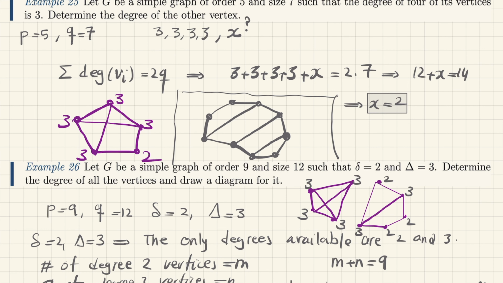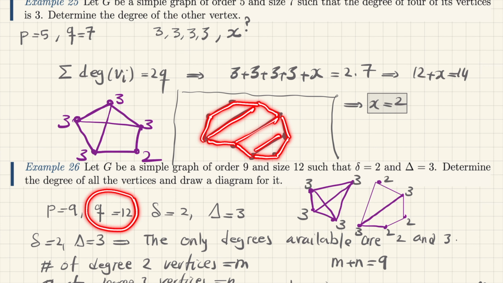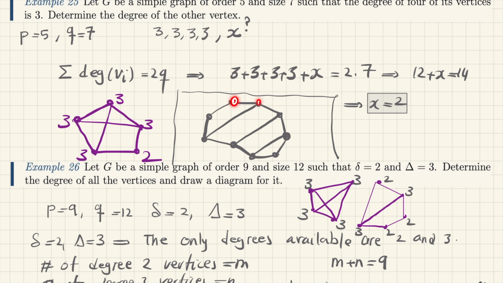Let us check. How many edges you see here? 1, 2, 3, 4, 5, 6, 7, 8, 9. 1, 2, 3. So it is 12. Yes, the size is 12. How many vertices you see? 1, 2, 3, 4, 5, 6, 7, 8, 9. That's also correct. Okay, so let me write the degrees.